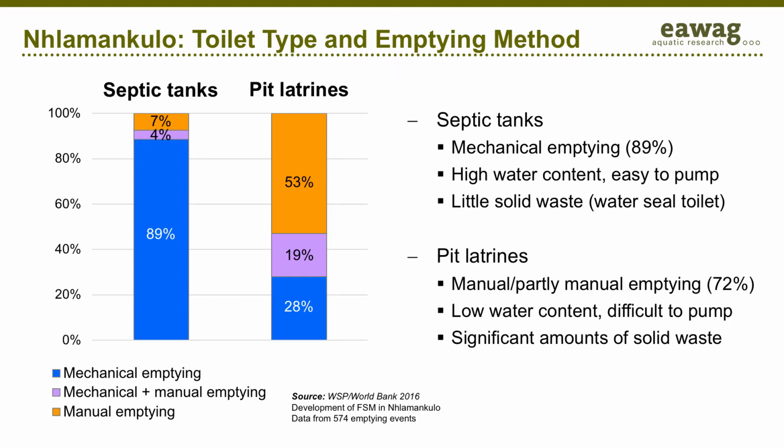A far lower proportion of pit latrines was emptied mechanically. This may have been partly due to lower household wealth relative to the septic tank users, but was also definitely due to the physical difficulty of pumping the dry sludge out of the pit with a higher solid waste content.